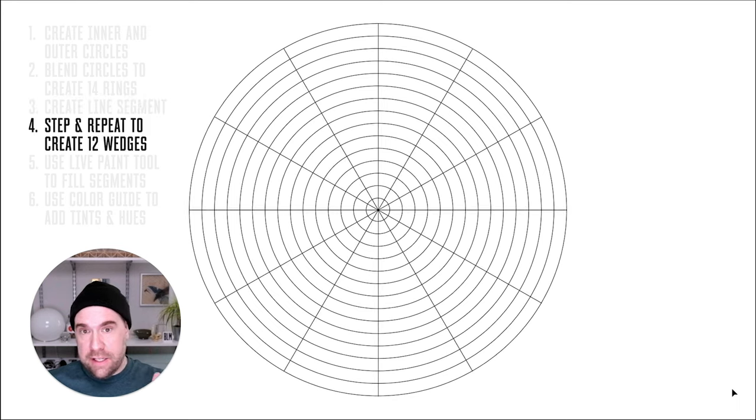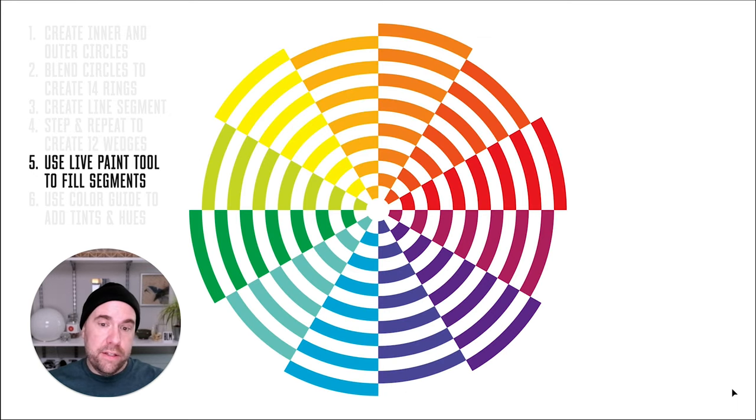And then the next step is to repeat that line all the way around the center until you get your 12 wedges. So each of these wedges is going to contain an individual color. And then inside the wedge from top to bottom, you're going to put your range of color inside. So your next step then after doing this is to use the live paint tool to do this right here.